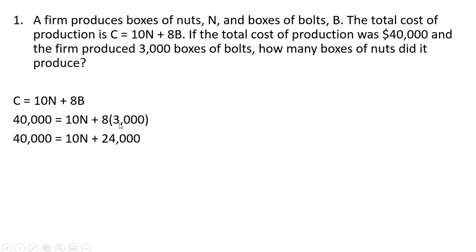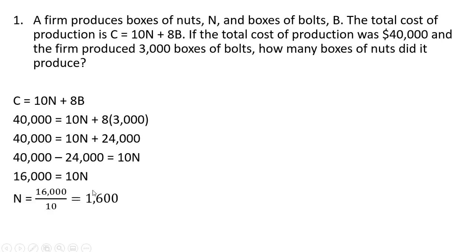So first, 8 times 3,000 is 24,000. Then I'm going to subtract 24,000 from both sides. So 40,000 minus 24,000 is 16,000. Then we're going to divide through by 10. And the firm produced 1,600 boxes of nuts.